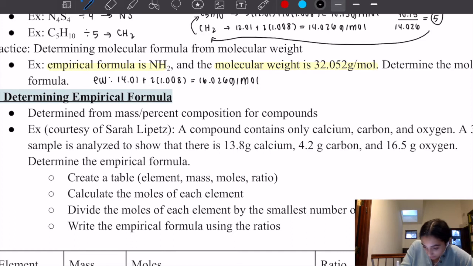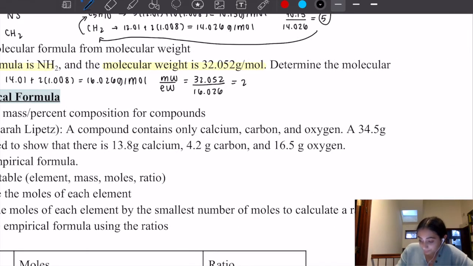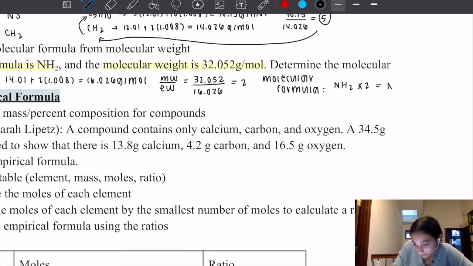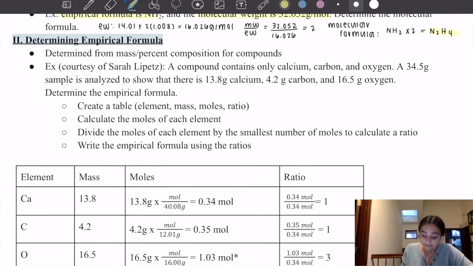So I have 14.01, which is the molar mass of nitrogen, plus 2 times 1.008, and then that gives me 16.026 grams per mole. So now if I divide the molecular weight by the empirical weight, I get 32.052 over 16.026 to get 2. So now to write the molecular formula, I'm going to take that number, and that is the number I'm going to multiply the empirical formula by, and I'm going to get NH2 times 2, which equals N2H4. So that is our molecular formula, which we determined from the molecular weight.